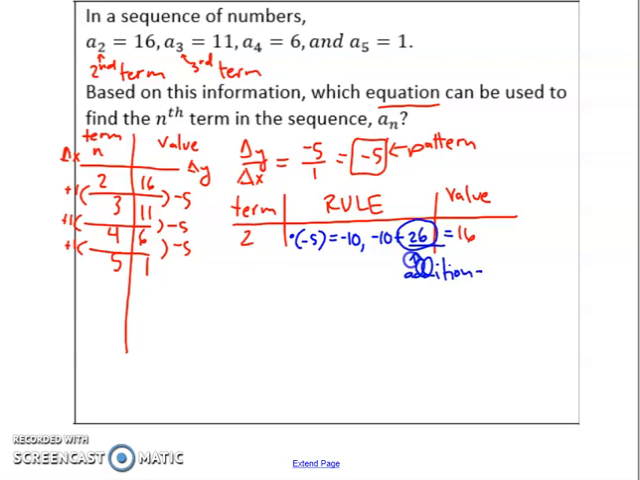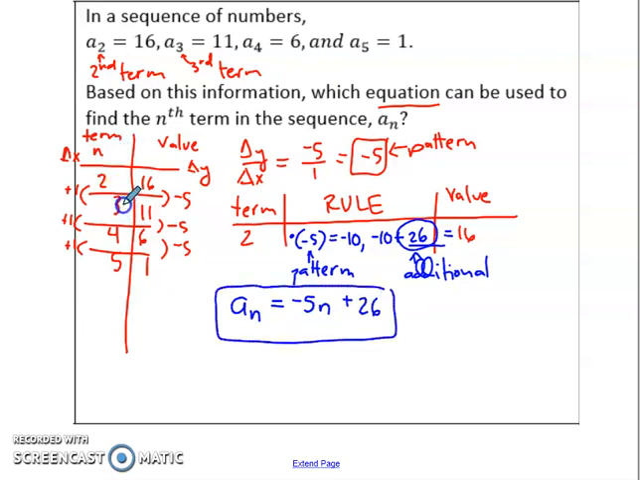Once I have that, I'm ready to put it all together. Here's my pattern, what I multiply by, and then what I add, mx plus b, except it's in sequence notation. So to find any term, I multiply -5 times the term I'm looking for, and I add 26. And again, we could check. -5 times 3 is -15. -15 plus 26 gets me to 11. So that's how you can find your equation.